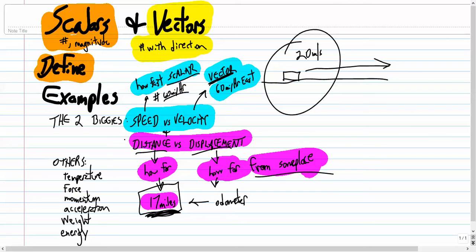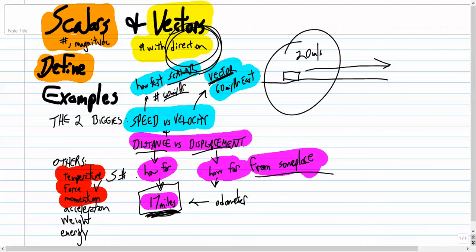I'm at 3.5 minutes. What are some others here before I go? Let's see here. Temperature, that is a scalar because it's just a number. You know, it's 70 degrees today or whatever it is. Force, if you're pushing on something, that is going to have a direction. So force is a vector. And momentum is a product of mass and velocity. So momentum is also a vector.